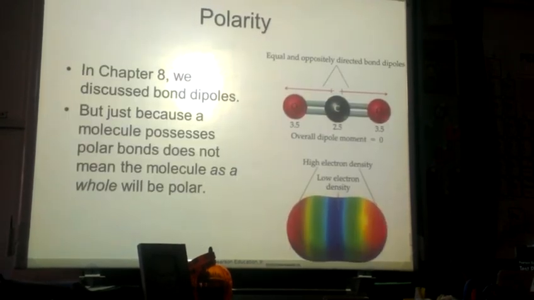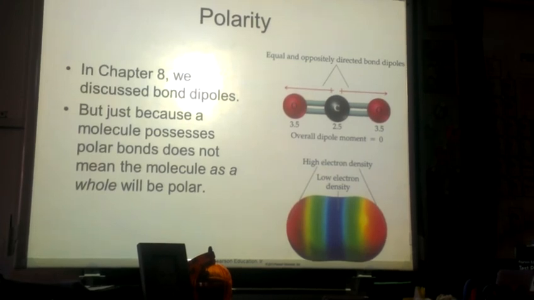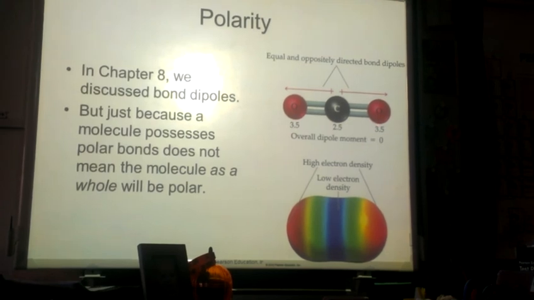All right, in terms of polarity, you already did that for me on one of your FRQs over the weekend. So we discussed dipoles when we're thinking about a partial positive and a partial negative charge, but just because a bond could be polar or possess a partial positive, partial negative, does not mean that the molecule as a whole will be polar. So for example, let's look at carbon dioxide here.